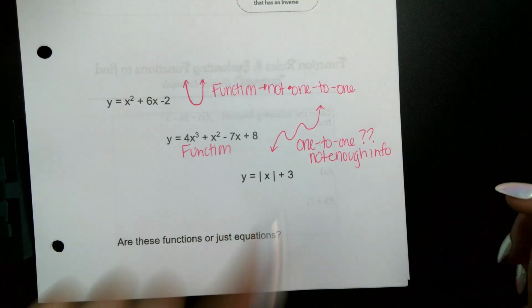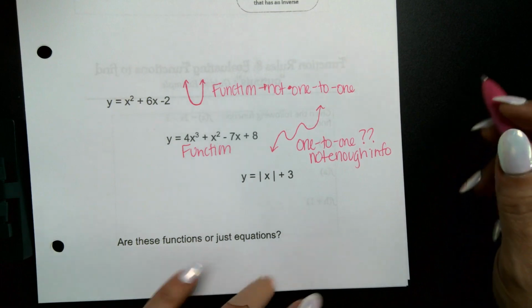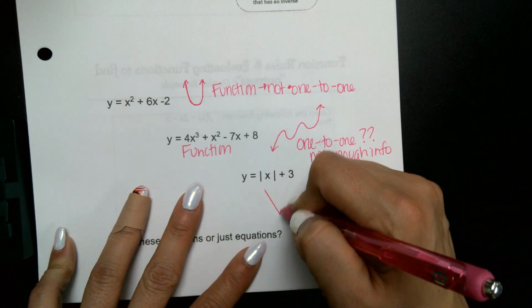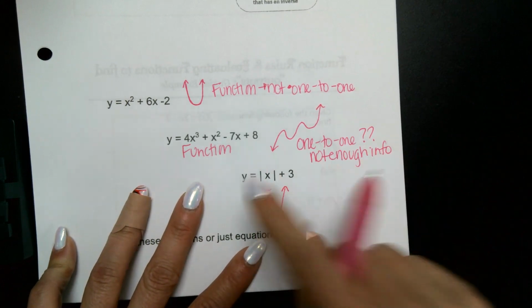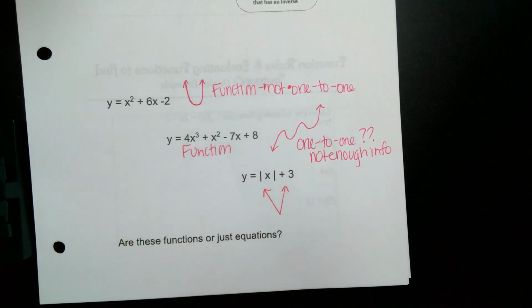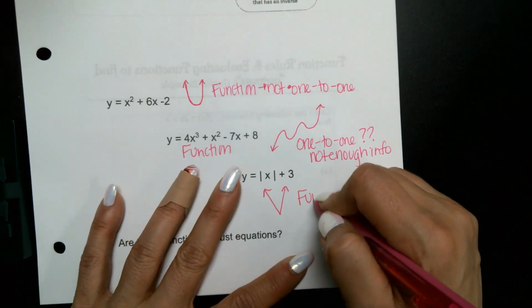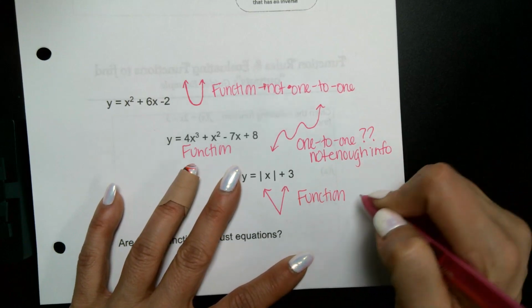And what do all absolute value graphs look like? What shape? They look like a V, right? And since it's positive out front, we know it's going to be facing up. Okay, so tell me, is that a function? It would be a function, but not one-to-one. Good.